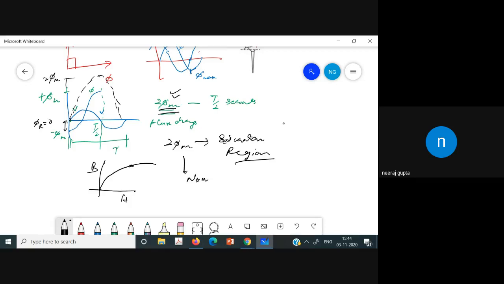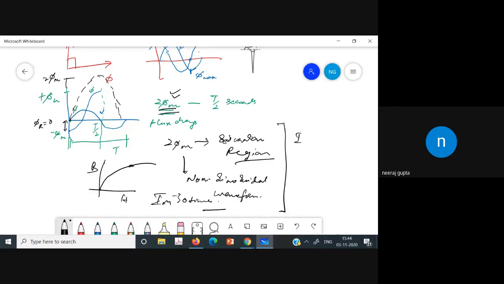The magnetizing current as a result is very high because we are moving in this region. It can be of the order of nearly 30 times the full load current. So this phenomenon is known as the inrush current of the transformer.